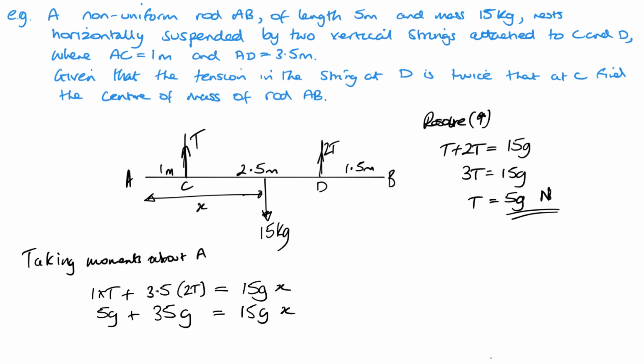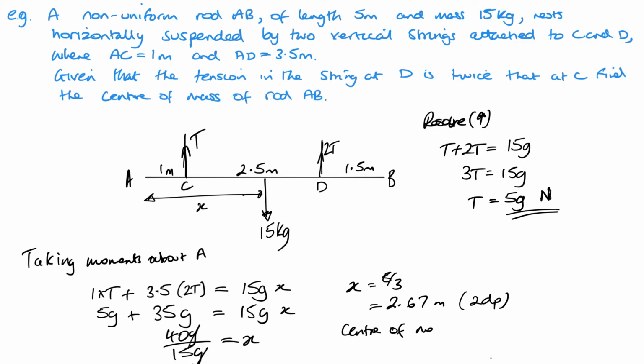So we've got 40g divided by 15g, because I haven't done any kind of simplifying here yet, but the g's would cancel, so x is going to equal 8 over 3, or 2.67 meters to 2 decimal places. Okay, so the center of mass is 2.67 meters from A. And there we have it.